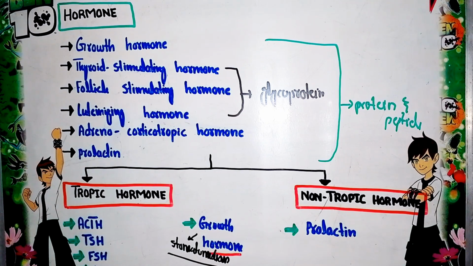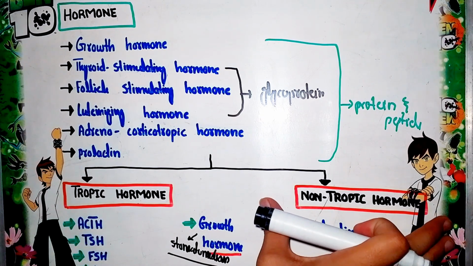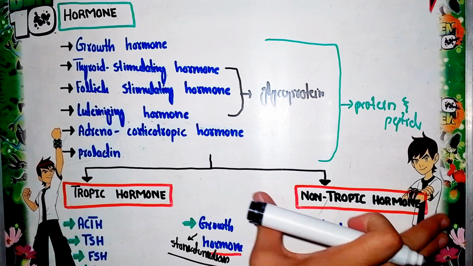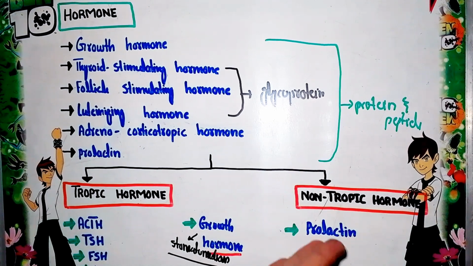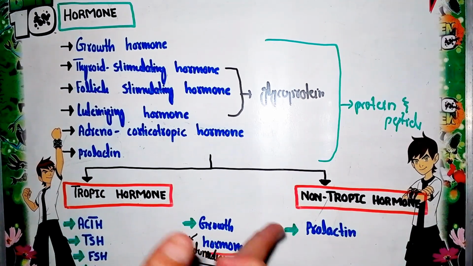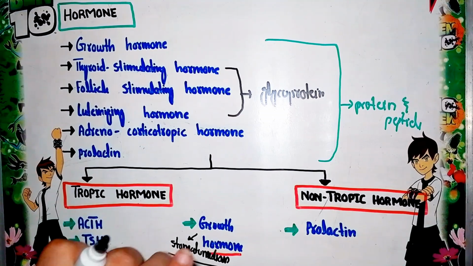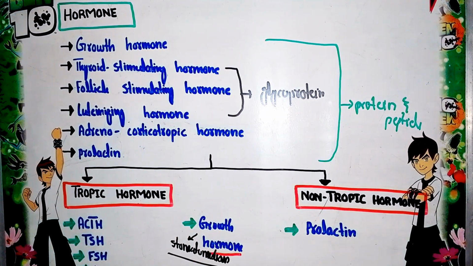Now the second category of the anterior pituitary hormones we call non-trophic hormones. When these hormones are secreted from the anterior lobe, they directly act on the target and stimulate its secretions.